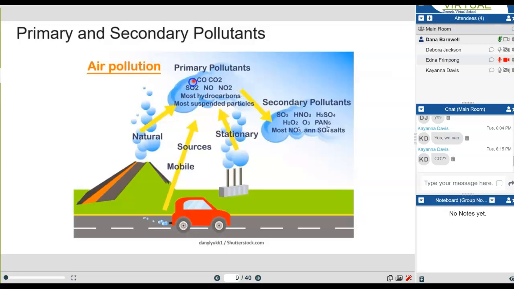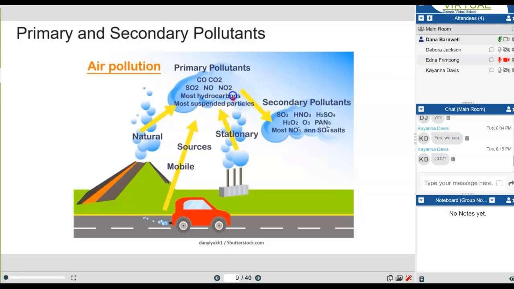No. There are more here than the 6 that are listed, but you've got carbon monoxide, carbon dioxide, sulfur dioxide, nitrogen oxide, nitrogen dioxide, most hydrocarbons. So notice it says hydrocarbons here, but this is where I would infer a VOC, a volatile organic compound, and then suspended solids. So suspended particles are suspended solids. This is soot and particulate matter. This is going to be the lead that you're going to find in the atmosphere. All right, so these are your primary pollutants.